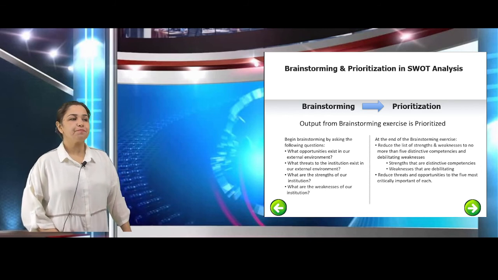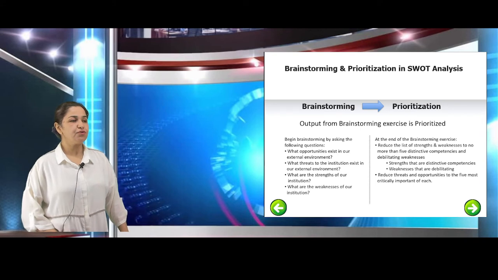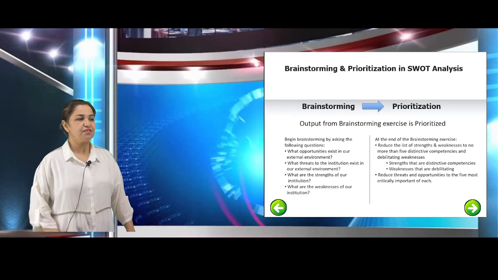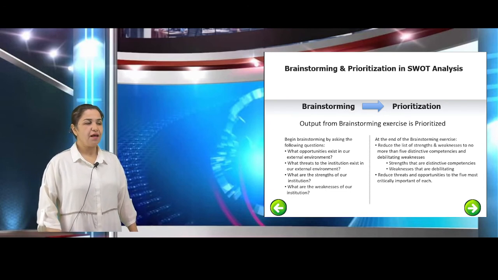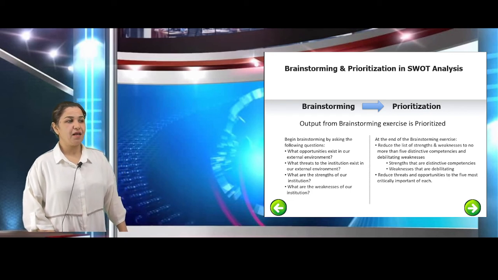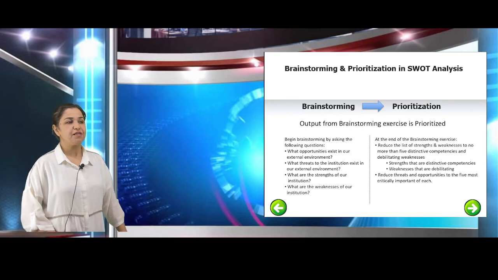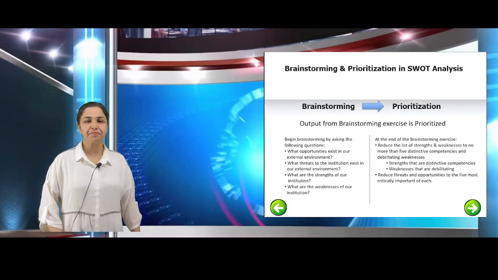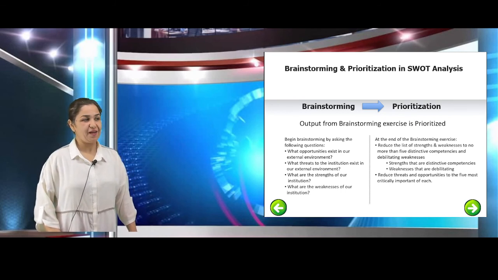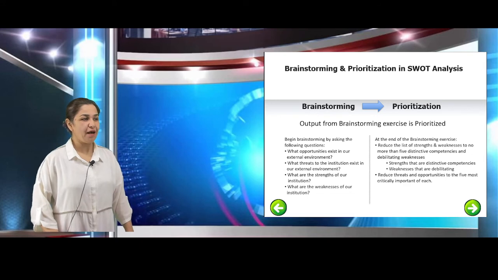At the end of the exercise, you have to come up with the idea to reduce the list of strengths and weaknesses to no more than 5 distinctive competencies and debilitating weaknesses. And strengths that are distinctive competencies. And you have to give some weaknesses that are debilitating. So what are the main keys to reduce threats and opportunities to the 5 most critically important of each? So please get ready for the question and answer your reply.